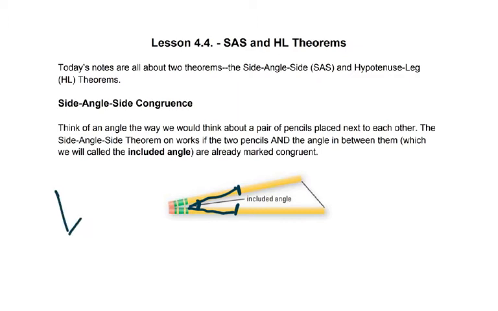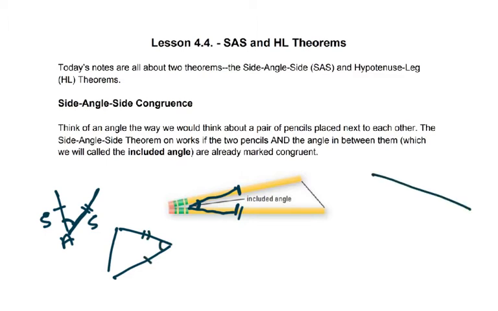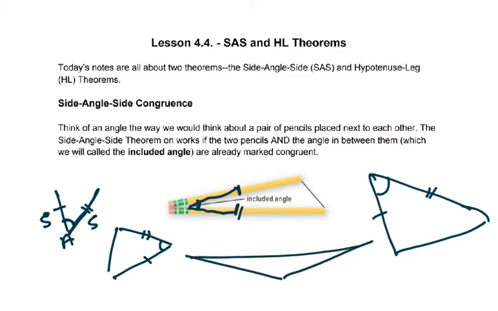So we're basically looking for triangles that have a situation like this, where we've got side, angle, side marked just like that. It can be any kind of triangle, as long as you've got side, angle, side marked. Side, angle, side can look like a lot of things. So we can go very obtuse, side, angle, side.